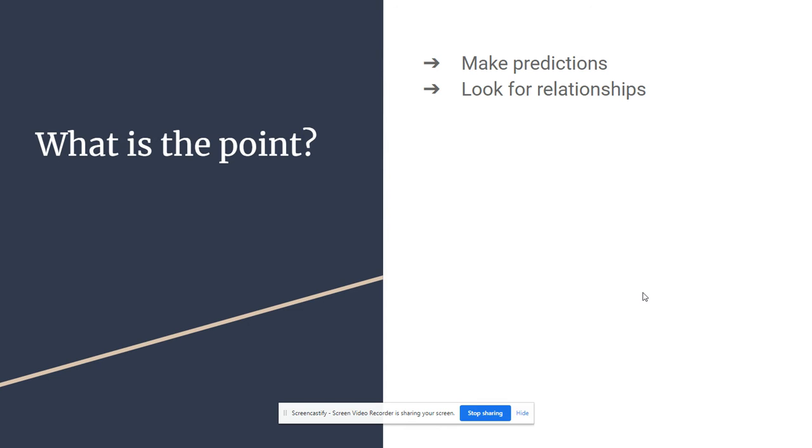It also looks for relationships, though, in data. Sometimes I don't really want to make a prediction. I just want to know if two data points or data categories are related. So maybe we're going to look at some variable relationships.